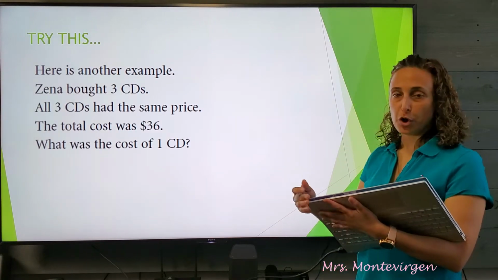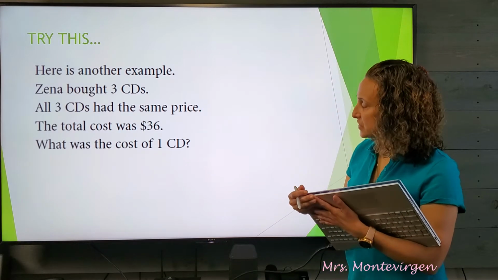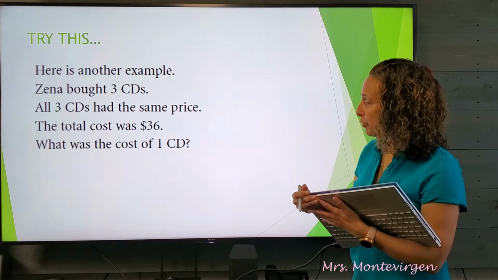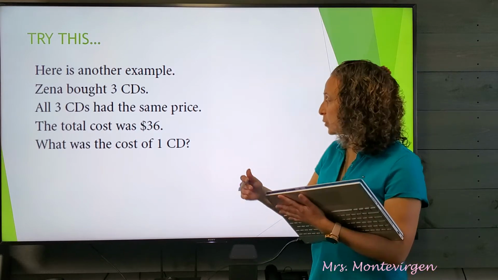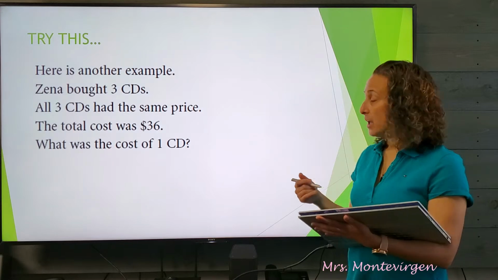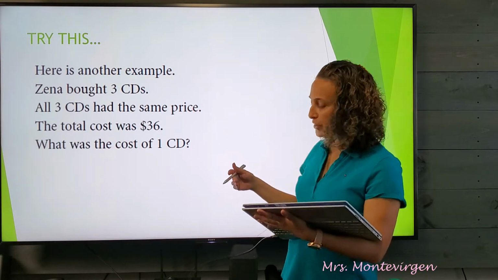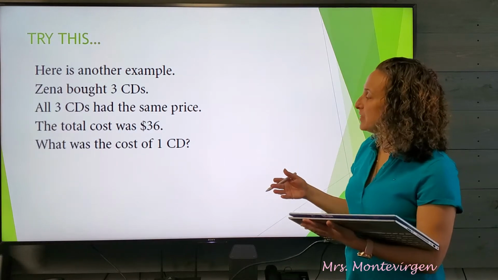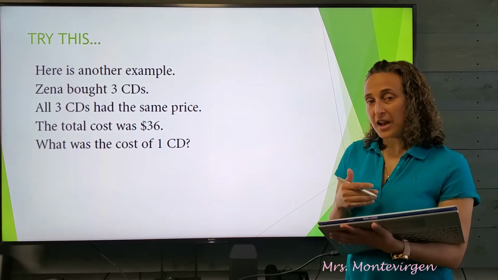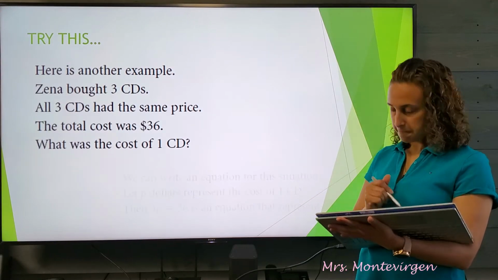Here's an example that we're going to be going through. Zena bought 3 CDs. All 3 CDs had the same price. The total cost was $36. What is the cost of one CD? I'm going to ask you to think about it as I'm going through this: what would be the algebraic expression that I'd write? And let me give you an example to help you out with this.